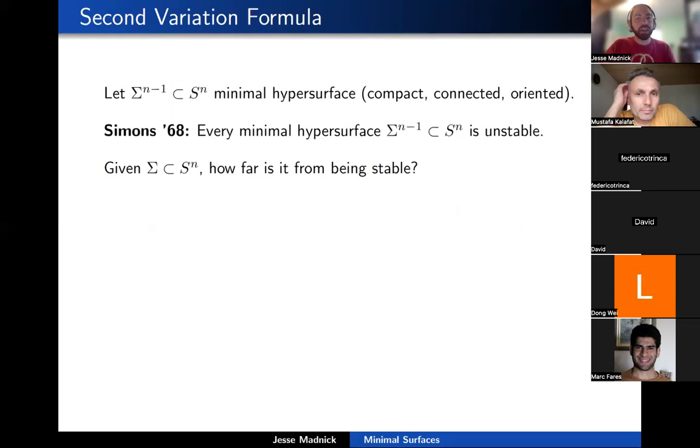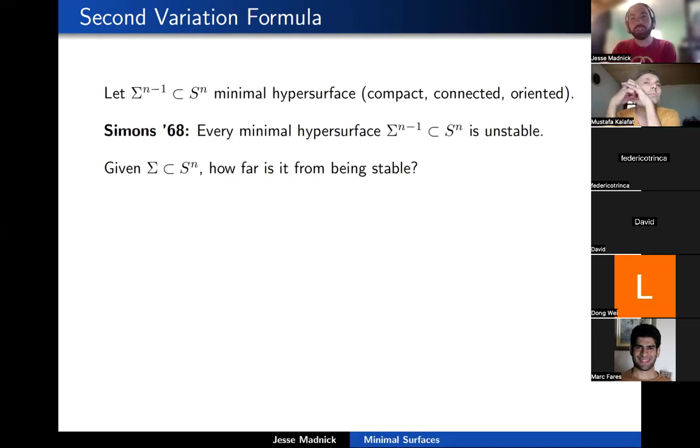So let sigma be a compact, connected, oriented minimal hypersurface in the sphere. Recall Jim Simons proved that every such hypersurface in the N sphere with constant curvature 1 is unstable. Okay, so what you'd like to do is say, okay, it's unstable, but how far is it from being stable? Can you quantify this? And we discussed last time how this can be quantified by the Morse index. The Morse index is a reflection of the Jacobi operator, and the Jacobi operator comes from the second variation formula.